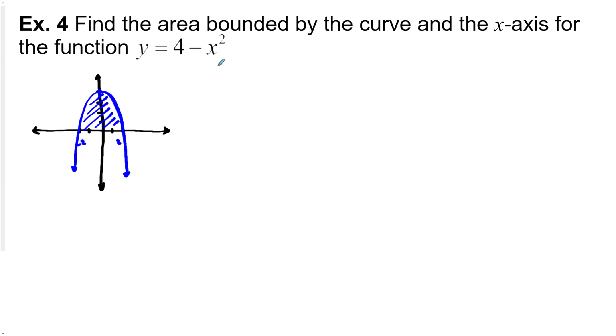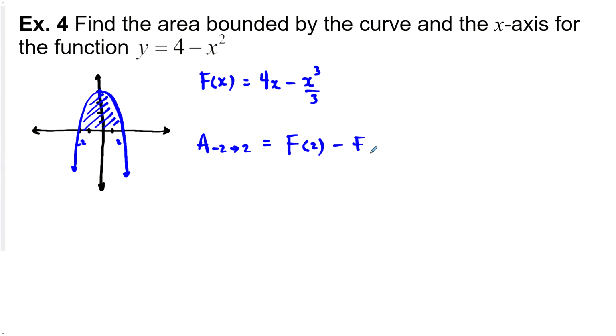So first I need the antiderivative of this, and I'll just call that capital F of x again. So the antiderivative of 4 is 4x, the antiderivative of minus x squared is minus x cubed over 3. So our area from -2 to +2 is equal to the antiderivative at 2 minus the antiderivative at -2. Let me just put in these numbers and subtract them. So 4 times 2 minus 2 cubed divided by 3 minus 4 times -2. And if you get confused with this negative sign, then use brackets. So maybe I'll do it with brackets this time, and then distribute that in as a separate step.